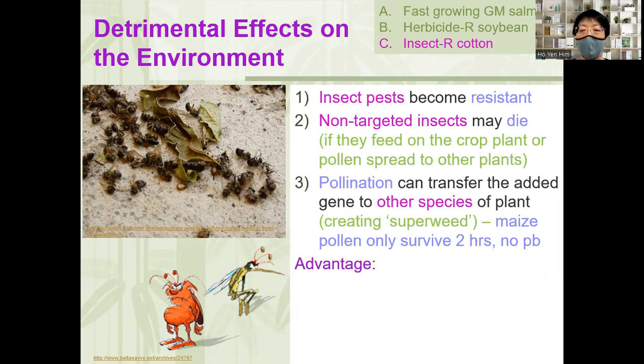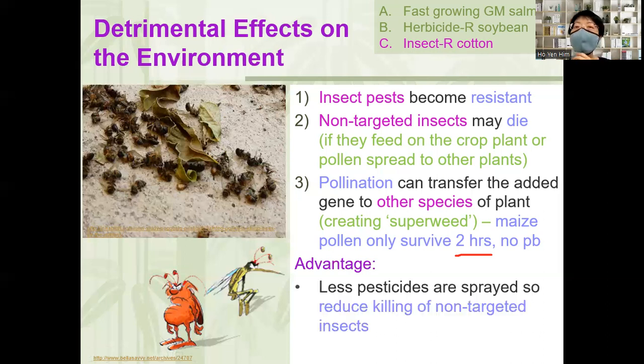But the scientists say this is not an issue because pollen can only survive 2 hours after it spreads away from the flower. It's away from the body of the flower of the plant already, so it cannot survive for very long. Whatever nutrients it needs come only from the pollen itself. So that will deter the worries that they can fertilize other plants and create a superweed hybrid. Okay, so the advantages of insect-resistant cotton plant.